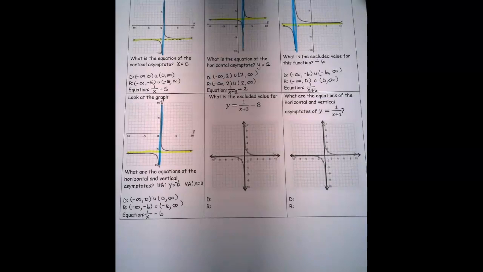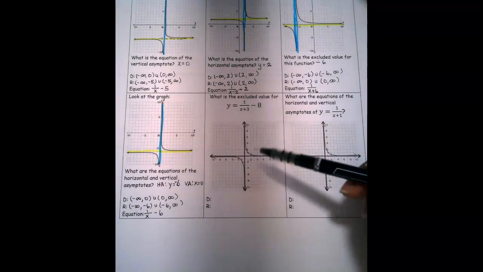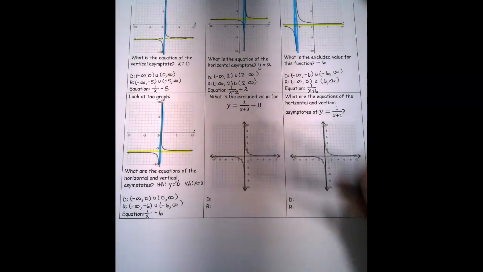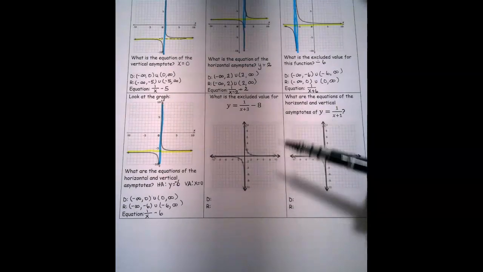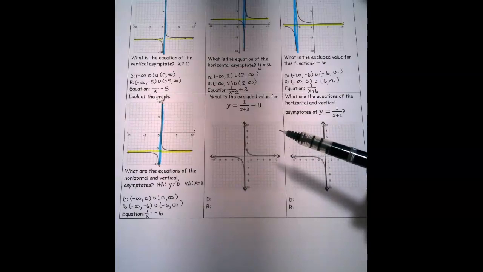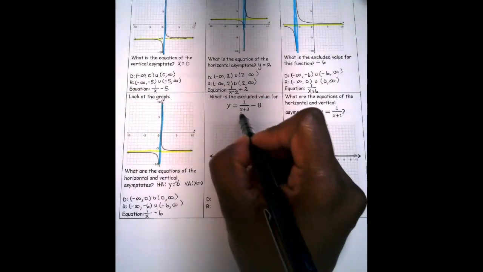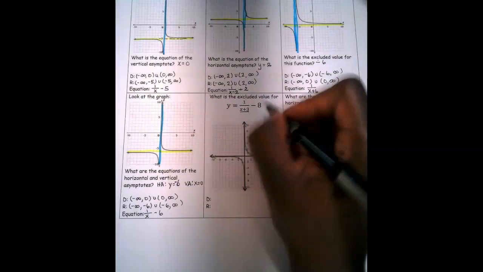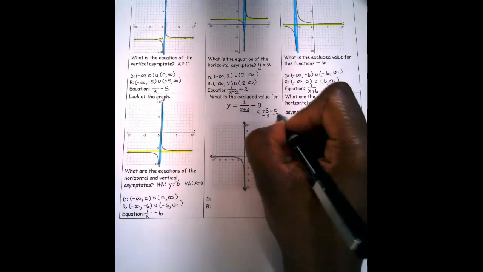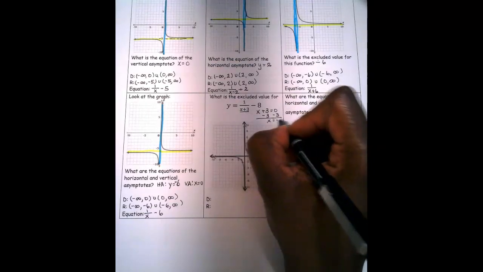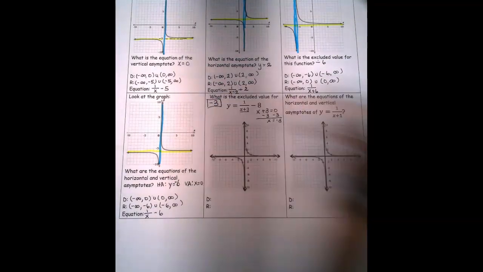Let's go ahead and look at this particular function. Now this time, I included this graph, and if you notice, the graph has the parent function on it. So I'd like to go ahead and graph this to see what it looks like. So first of all, let's answer the question, what is the excluded value? Well, the excluded value comes from the denominator. So x plus 3 is equal to 0. Subtract 3 from both sides. X is equal to negative 3. So the excluded value is just negative 3. That would be your answer.